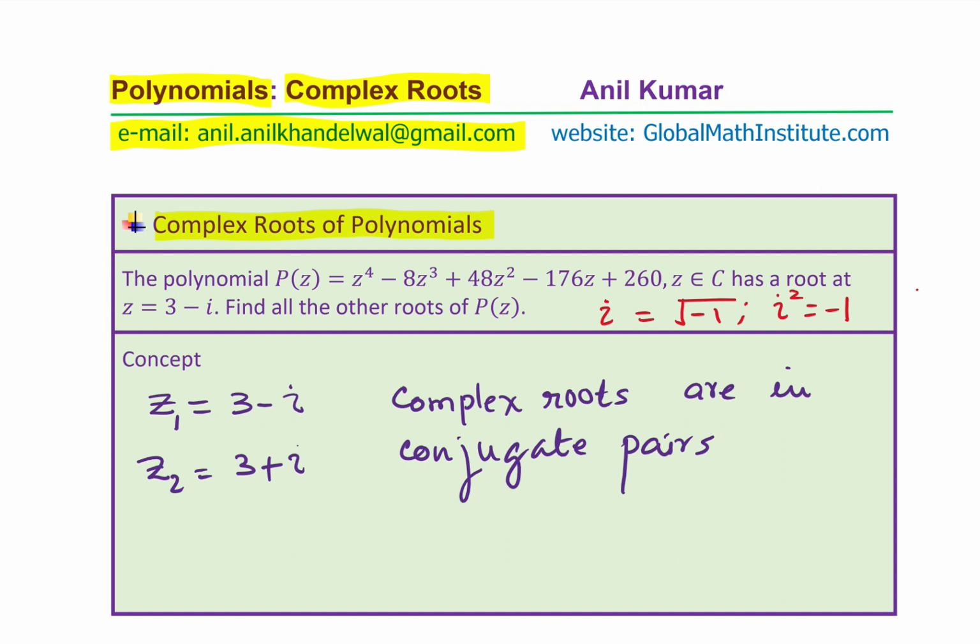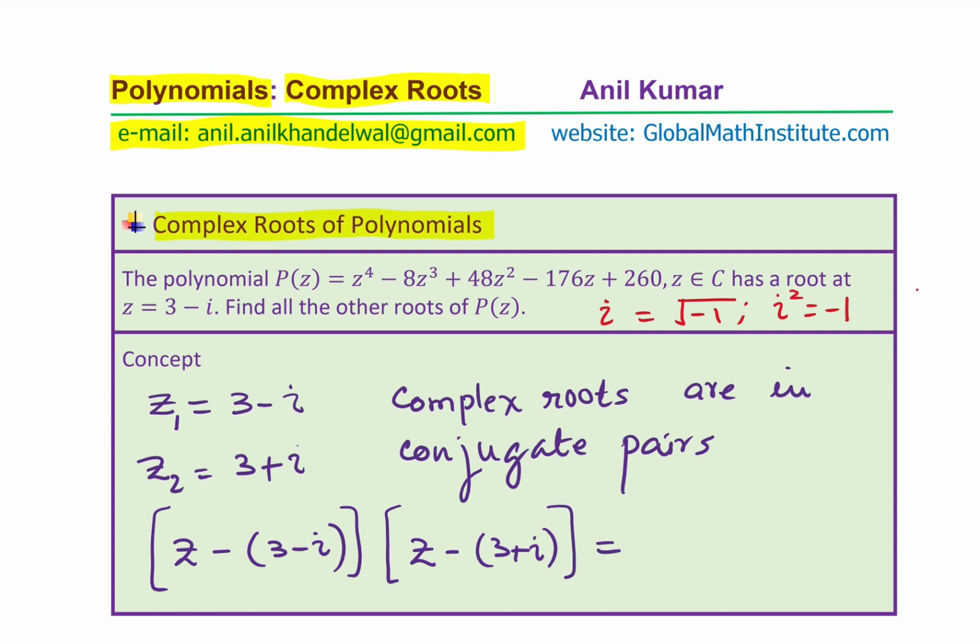Now, once we know that there are these two roots, we can multiply by their factors. So root basically means I could write this as z minus 3 minus i as one of the factors. The other will be z minus 3 plus i, correct? So if I multiply these two factors, I'll get my quadratic term, you can say quadratic factor, correct? So one of the quadratic factors will be there.